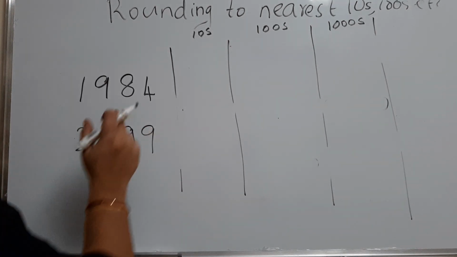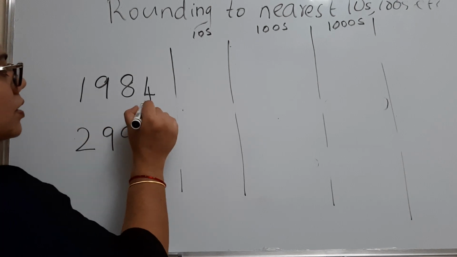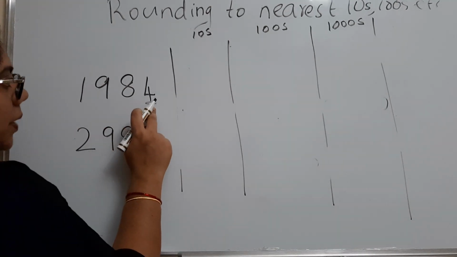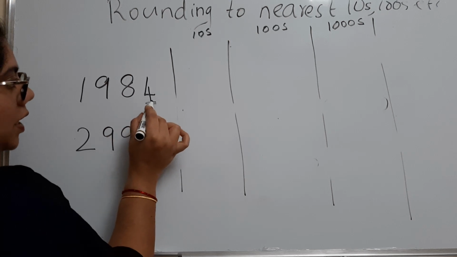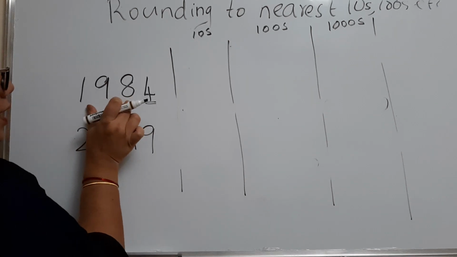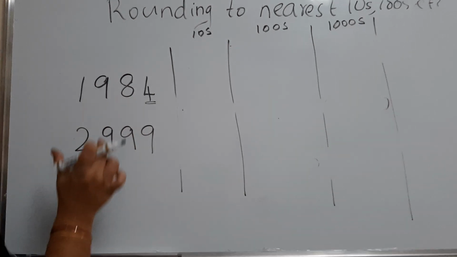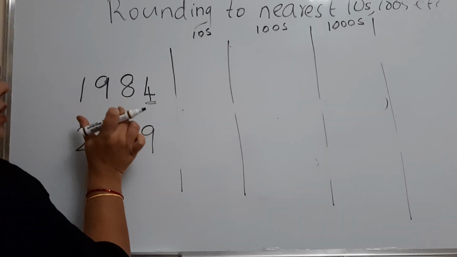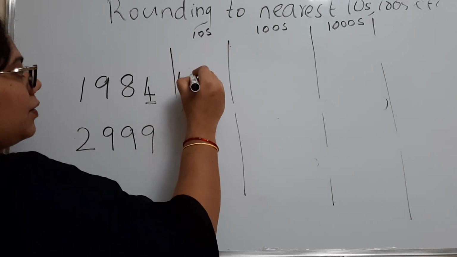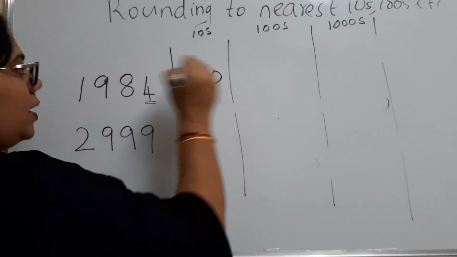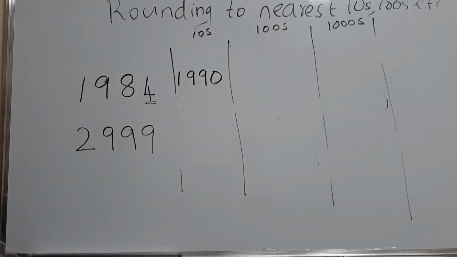Let's check. First, for rounding to nearest tens, check the ones place. Since it is less than 5, 198 plus 1 you want to do. 198 plus 1 is 199 followed by 1 0.